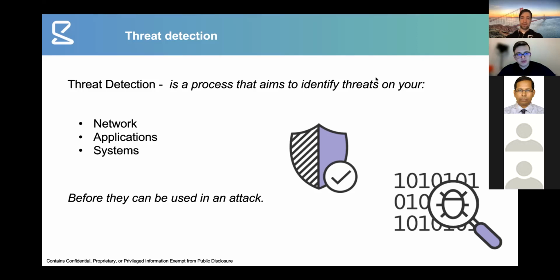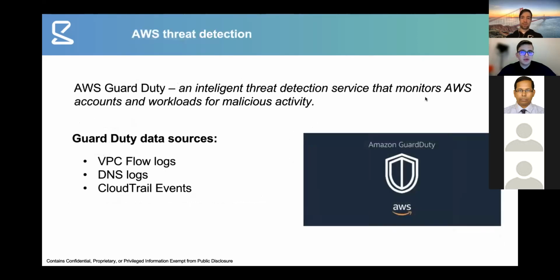Now let's look into what is available on AWS. AWS provides us a service called AWS GuardDuty, which is an intelligent threat detection service that monitors AWS accounts and workloads for malicious activity. Mainly, GuardDuty is analyzing VPC flow logs, DNS logs, and CloudTrail events. By analyzing VPC flow logs, AWS GuardDuty works as an intrusion detection system, which basically detects potential threats on the private and public network where your workloads are on an AWS account.